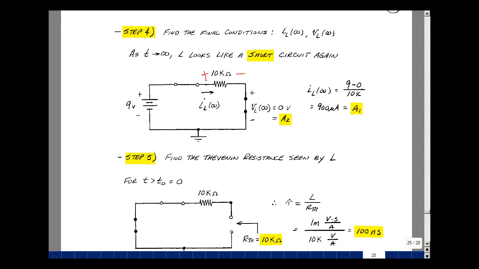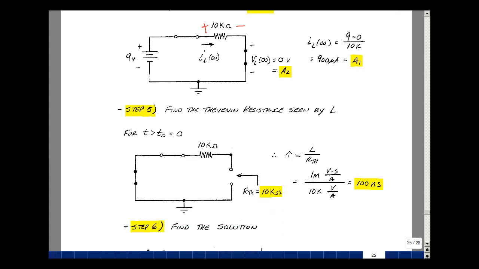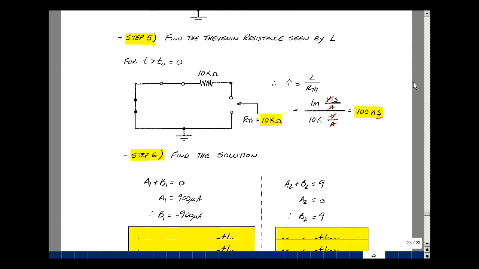Step 5 is to find the resistance seen by the terminals of the inductance with all the independent sources set equal to 0. So it's the short circuit, the switch is closed, and now look back into the terminals of the inductance, and you see 10k. My inductance was 1 millihenry, and my resistance was 10k. So instead of saying ohms, we could say volts per amp, and for the inductance, instead of saying henries, that's volt seconds per amp. The volts cancel, the amps cancel, and we get the units again of seconds. L over R Thevenin, in this case, is 100 nanoseconds. 5 time constants would be 500 nanoseconds, and that again is infinity for this circuit. Clearly not for us.